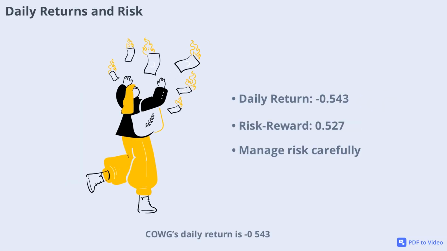COWG's daily return is -0.543, indicating a slight loss on the most recent trading day. The risk-reward ratio is 0.527, which is below 1, suggesting that the potential reward is less than the risk taken. These metrics are important for evaluating the attractiveness of a trade and managing portfolio risk. Consistently low or negative risk-reward ratios may prompt traders to seek better opportunities elsewhere.